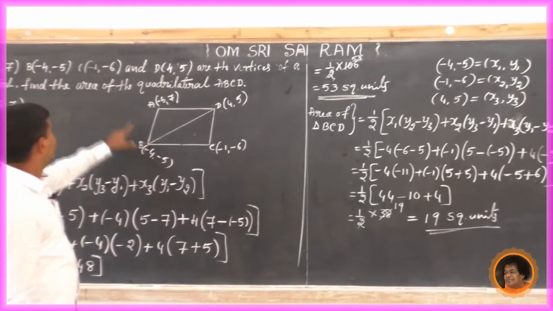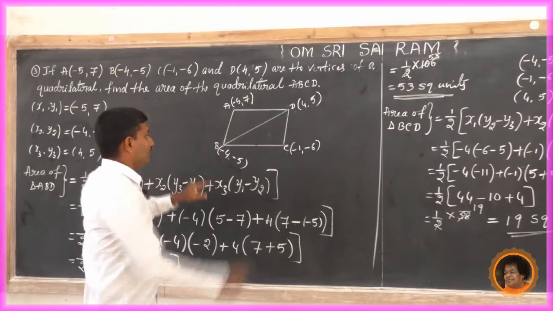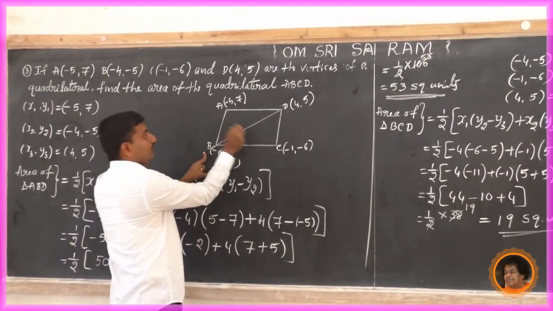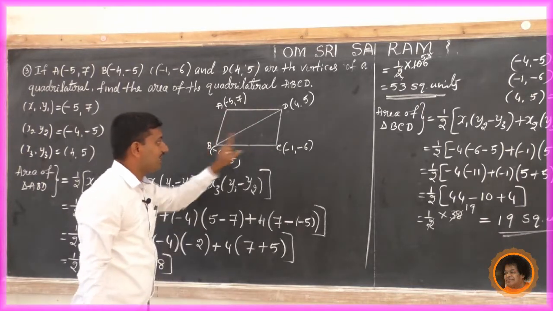So what is the question given? Here the question given: find the area of the quadrilateral ABCD. By joining B and D, we will get two triangles. Which are the two triangles? Triangle ABD and triangle BCD.